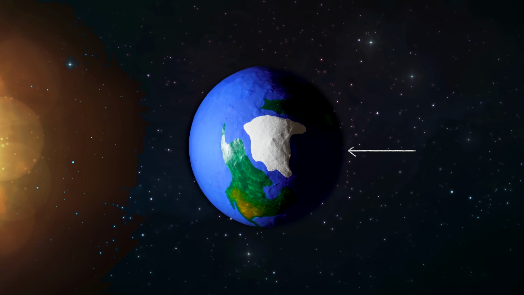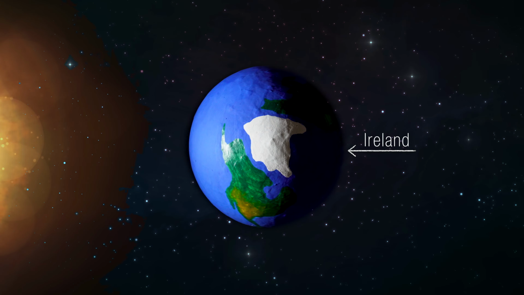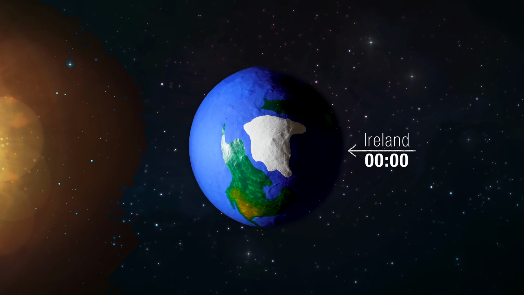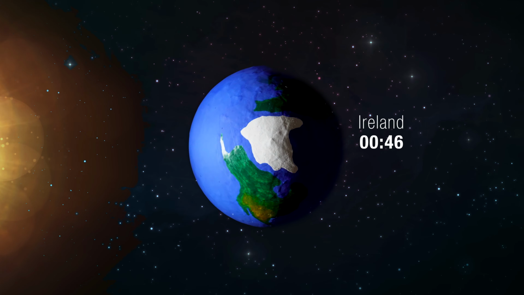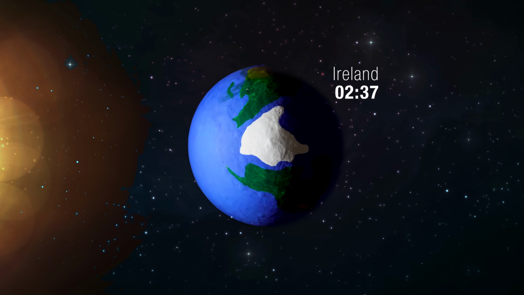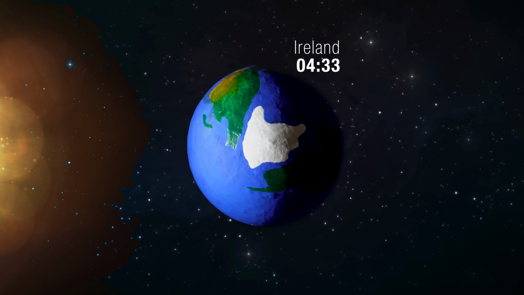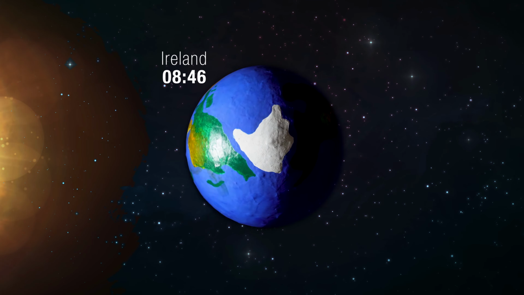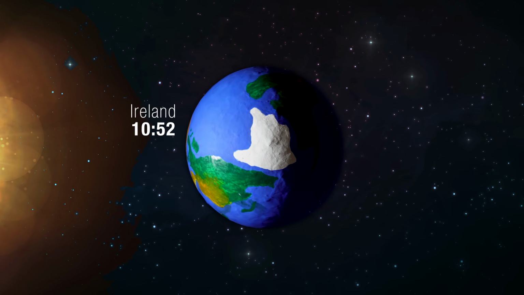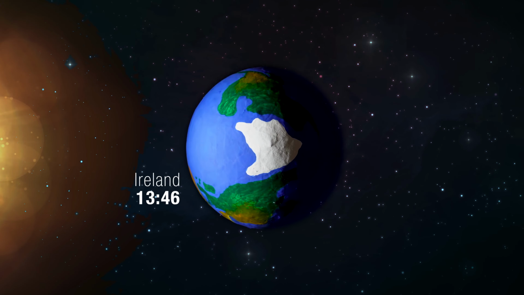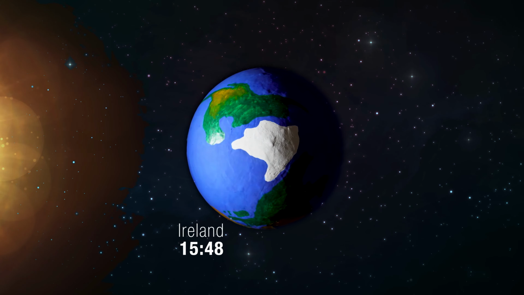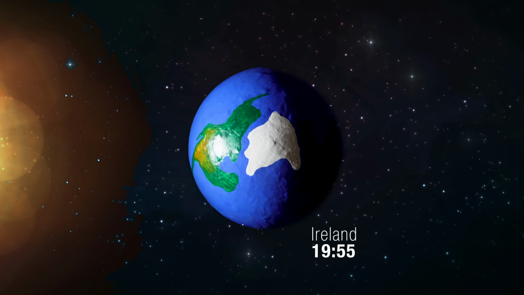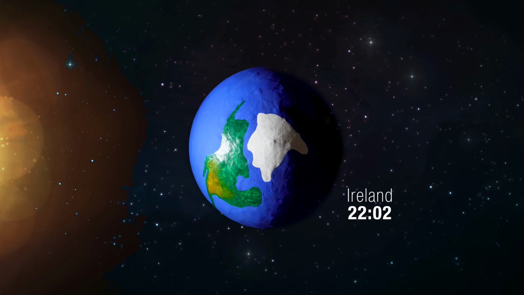Let's say you're in Ireland, right here in the middle of the dark side, receiving no sunlight. It's midnight there right now, and the day has just started. As the Earth spins around itself, it's bringing Ireland closer to where the sun rays can reach, and sunrise happens. The day continues, and Ireland hits the peak of sunlight at noon or midday. The Earth continues to spin, and Ireland reaches the dark area again at sunset. Night begins and the day ends once it reaches the middle of the dark area again.